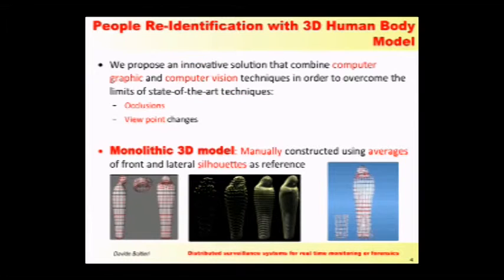In order to do that, I exploited computer graphics. In particular, I manually constructed 3D models of the body of a person, a very simple 3D model, and then I sampled some vertices from the model, and the idea is to store appearance descriptors on the vertices of the models.